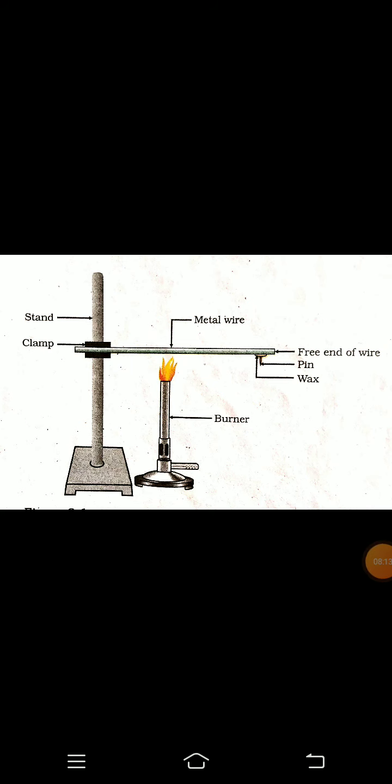What will we observe? The above activity shows that the metals are good conductors of heat and have high melting points. What is the meaning of melting point? The temperature at which the solid starts melting, or else the temperature at which the solid changes its state to liquid. That is melting point. So when we give heat to this wire, we will observe that the metals are good conductors of heat and they have a high melting point.